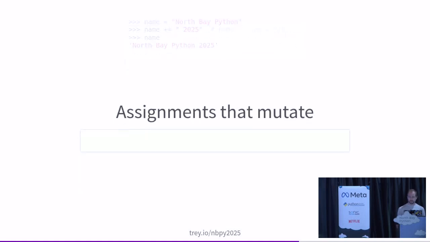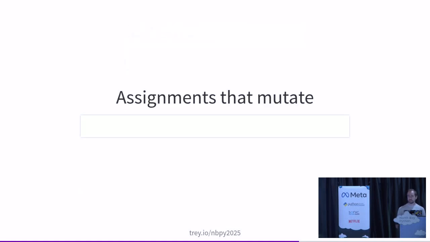But this assignment mutation fuzziness isn't just about augmented assignments. It comes up in other ways too. Assigning to an attribute is an assignment, but it mutates the object that the attribute lives on. And assigning to an index in a list mutates the list. These are assignment statements, but they also mutate an object.